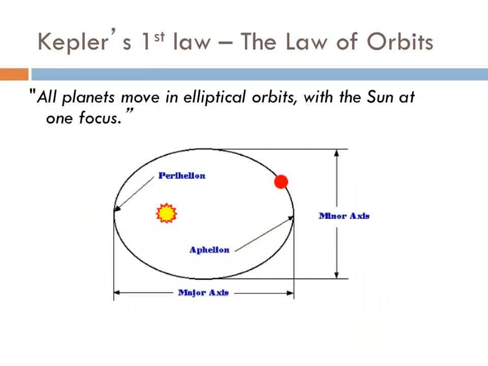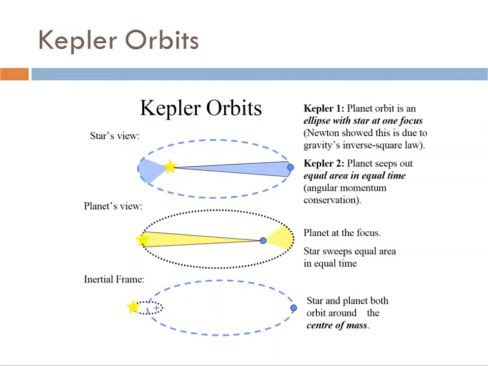Again, in this picture, we have the major axis labeled and the minor axis labeled, with the star at one focus. All planets move in elliptical orbits unless the problem specifically says that it's moving in a circular orbit. This picture shows a really good example of the star at one focus. Also, Kepler's second law says that planets sweep out equal area in equal time. So this second picture shows that the area that it sweeps out here is the same as the area swept out here, and the amount of time it took to sweep out that area is the same in both situations as well.